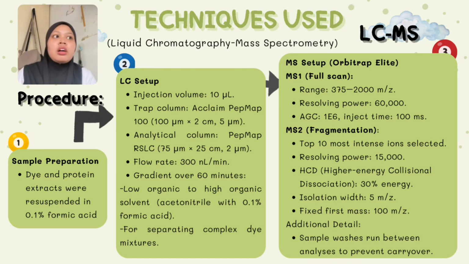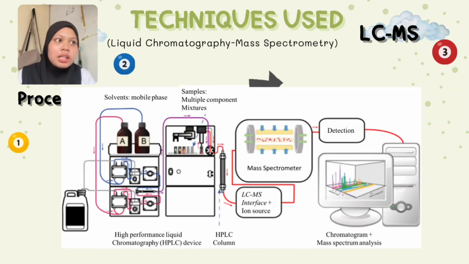For the MS setup, Orbitrap Elite, there are two scans. MS1 is a full scan. The range is 375 to 2000 mass per charge, resolving power 60,000, AGC is 1E6 and injection time is 100 milliseconds. For MS2, which is fragmentation, the top 10 most intense ions are selected and resolving power is 50,000. HCD is higher energy collisional dissociation, 30% energy. Isolation width is 5 mass per charge. Fixed first mass is 100 mass per charge, and make sure a sample wash runs between analyses to prevent carryover.